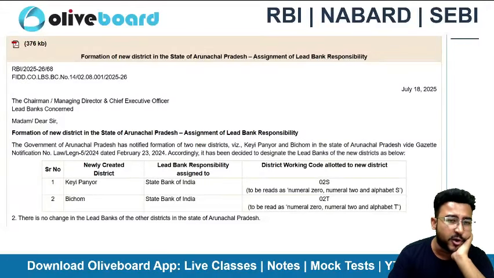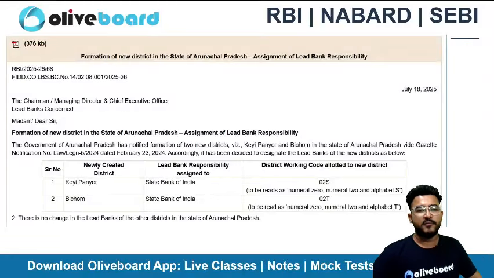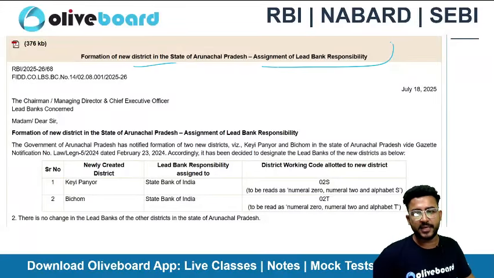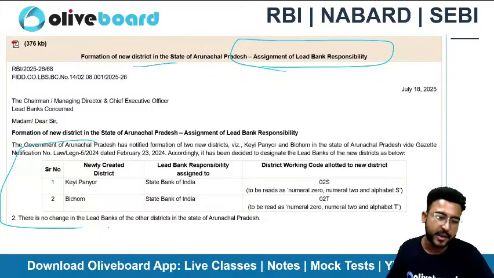Next one, again, a formation of a new district in the state of Arunachal Pradesh. So whenever there is a new district, we need to assign the lead bank responsibility. So two districts here are created and SBI Bank will be the lead bank.